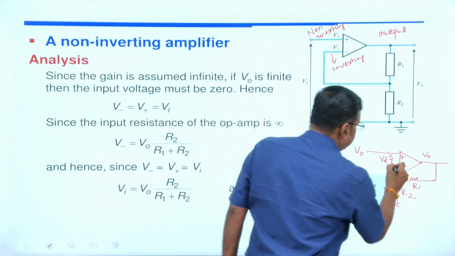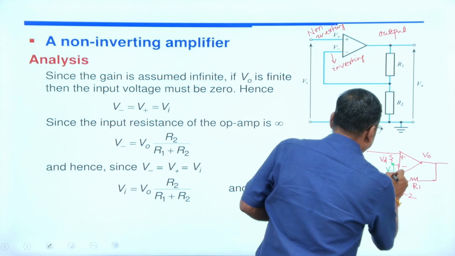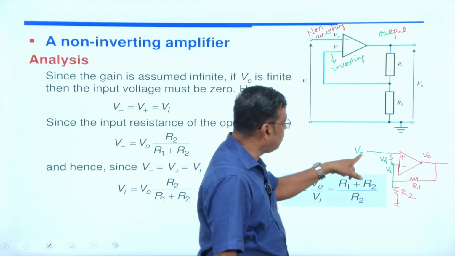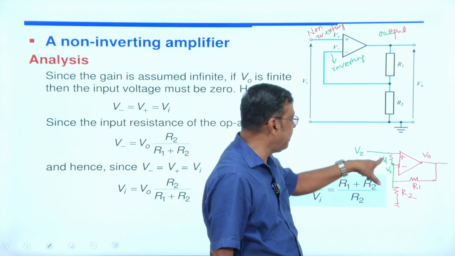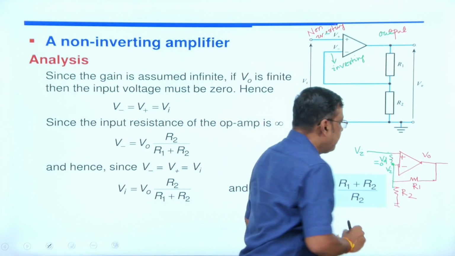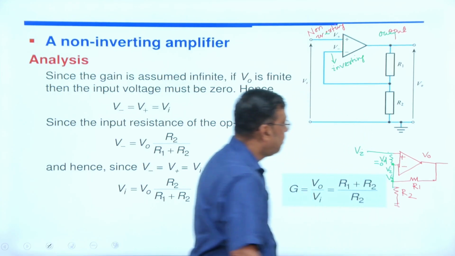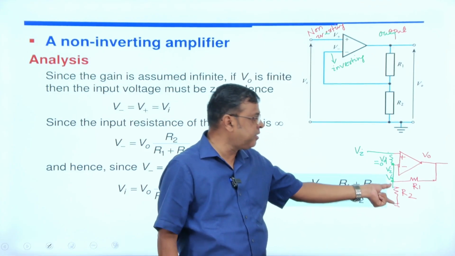This voltage must be Vi. Since this is Vi, this voltage is Vi. Due to the virtual ground concept, if this is Vi, this is Vi, to make the difference voltage Vd equal to 0. If this is Vi, this voltage is Vi. Okay, so you have to find out the voltage across R2.